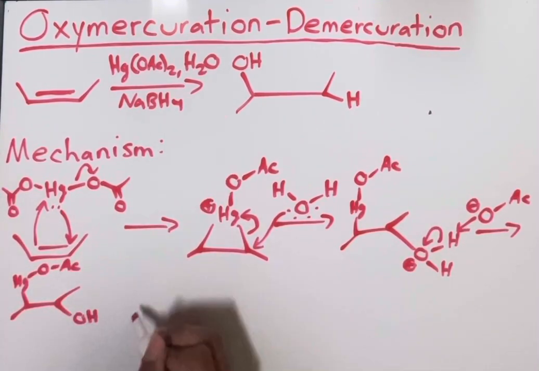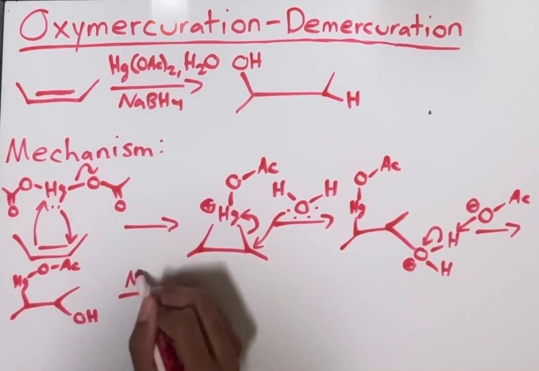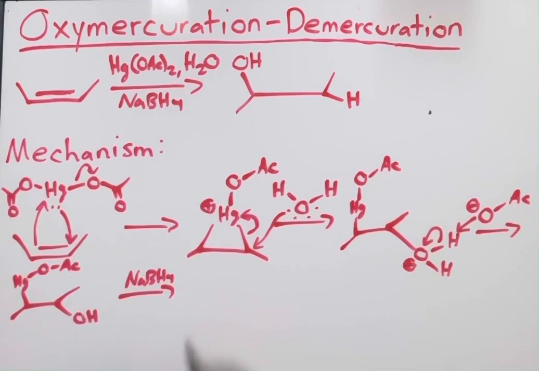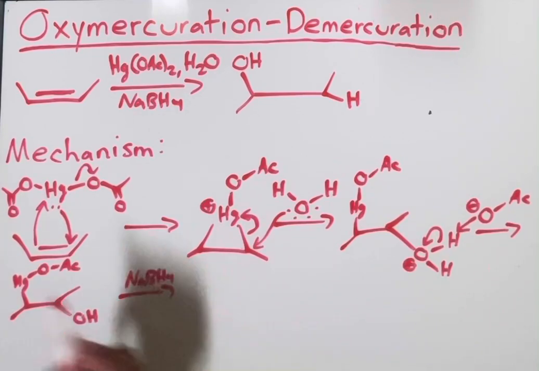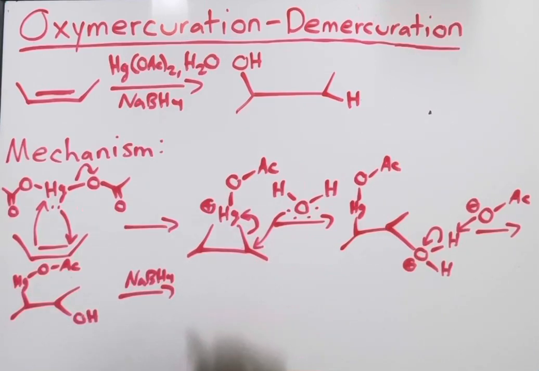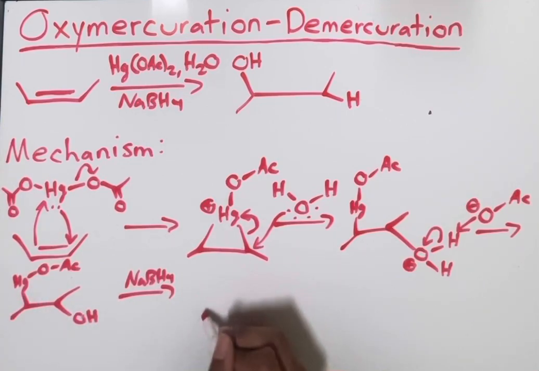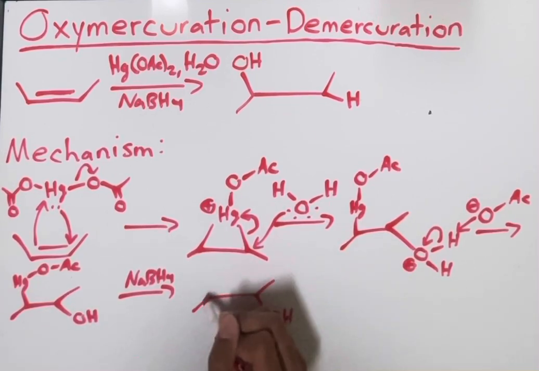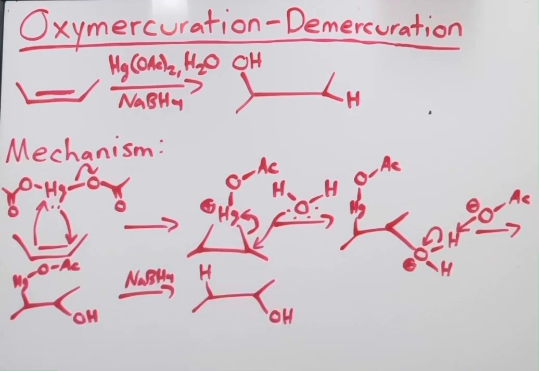Now what happens is we're going to bring in our sodium borohydride. And this is one of those rare occasions where we actually don't need to know the mechanism step for this because it's beyond the scope of this reaction. What we need to know is that once we react it with sodium borohydride, our carbon-mercury bond won't be intact in our next molecule, and instead it'll be replaced with a hydrogen. And therefore we have our final product.